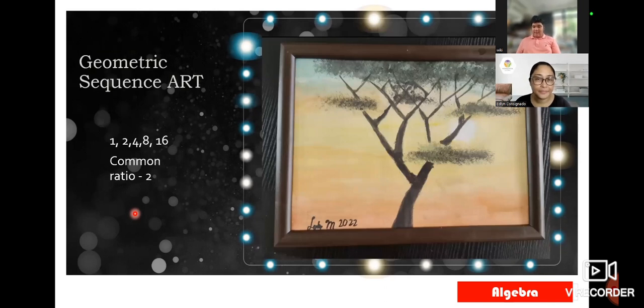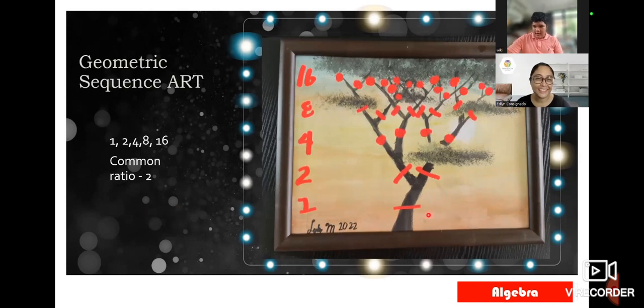This is for my pre-algebra project. This is where I made my own painting about the geometric sequence. You can already see that the first base here has 1. Then it splits into 2, then 4, 8, and 16. The common ratio that it's used is times 2. You times it by 2. So 1 times 2 is 2, 2 times 2 is 4, 4 times 2 is 8, 16.